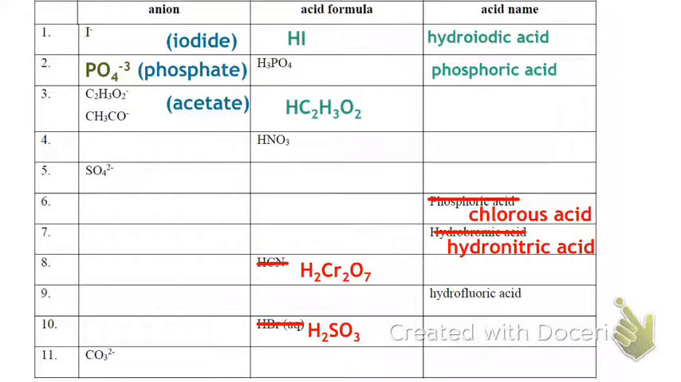This is acetate that we were looking at in row 3, and it has O's in it, so I'm not starting with hydro. So I'm just going to start with acetate and then add on the ic acid ending, because ic goes with ate.